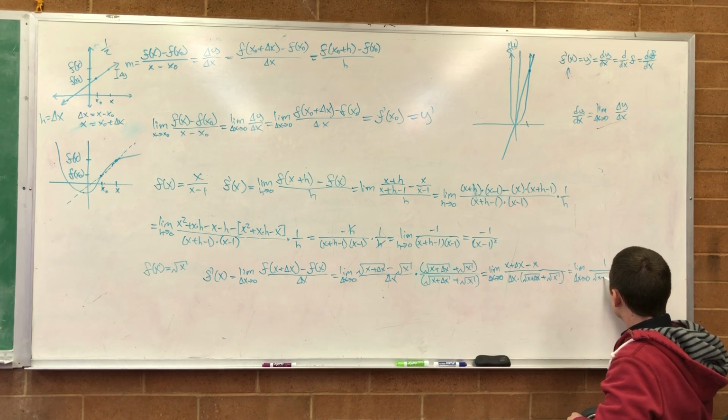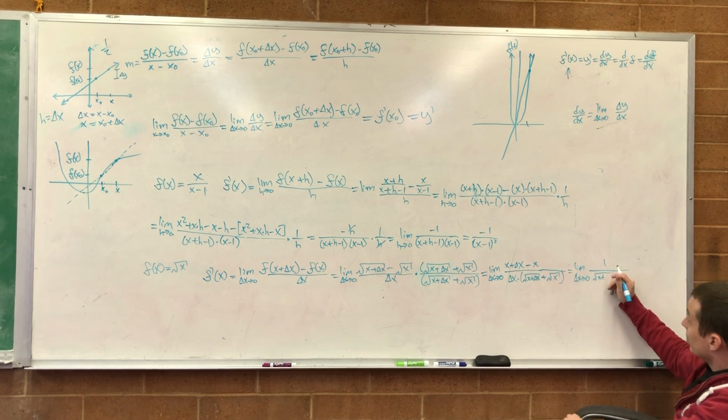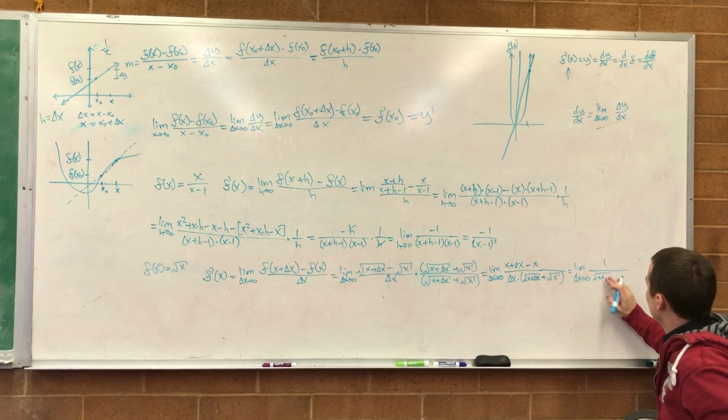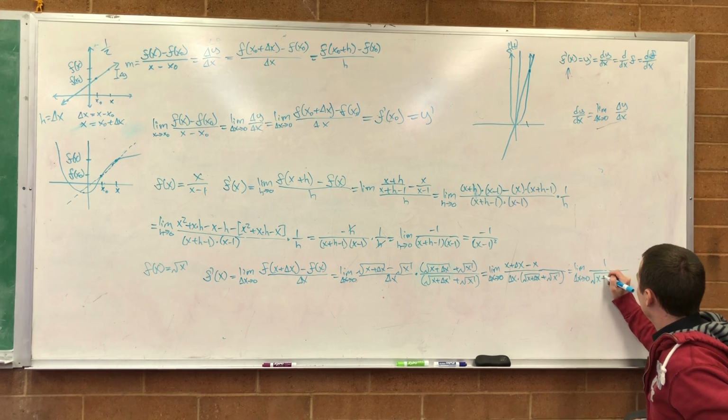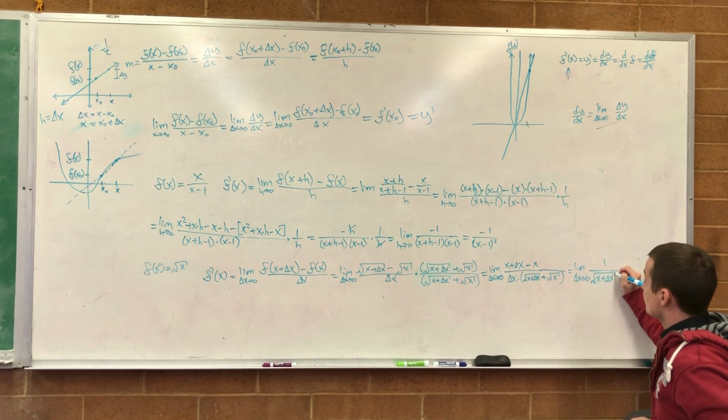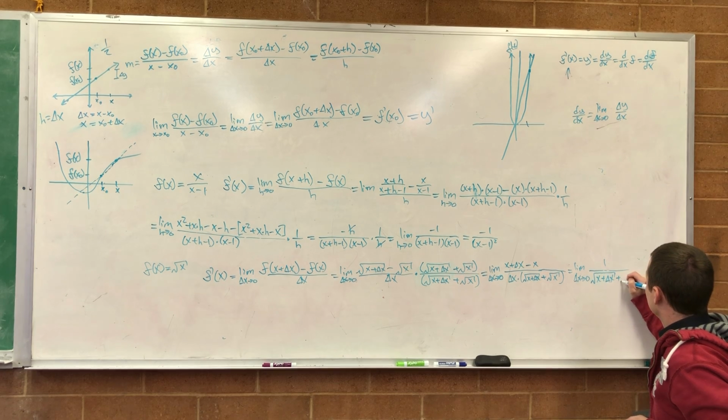x plus delta x. Am I writing way too small? No, I see it. Try and write it a little bigger. Square root of x plus delta x plus the square root of x, right?